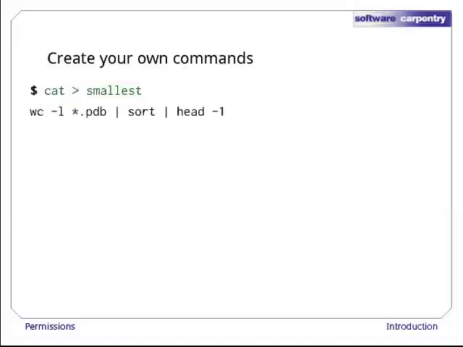Type in this line, wc -l *.pdb | sort | head -1. You may remember this as the pipe we constructed in the previous episode to find the smallest molecule file. After pressing enter to end the line, type Ctrl-D. You should immediately get a new shell prompt.